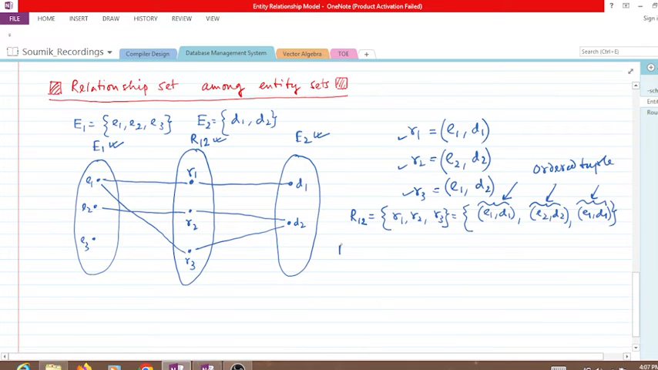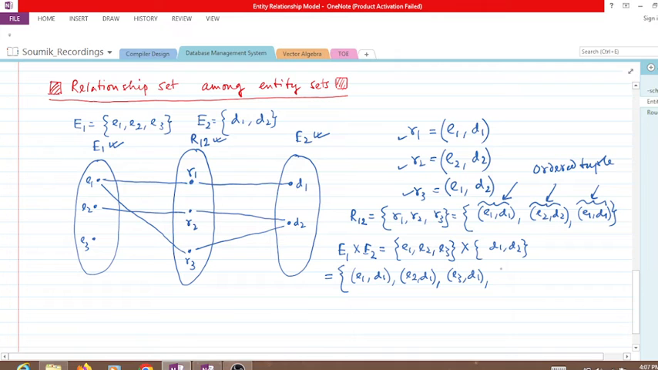So let us find the Cartesian product of E1 entity set and E2 entity set, that is E1, E2, E3 and D1, D2. Now if we perform the Cartesian product, the result will be a set containing ordered tuples, that is E1, D1, E2, D1, E3, D1, then E1, D2, E2, D2, E3, D2.